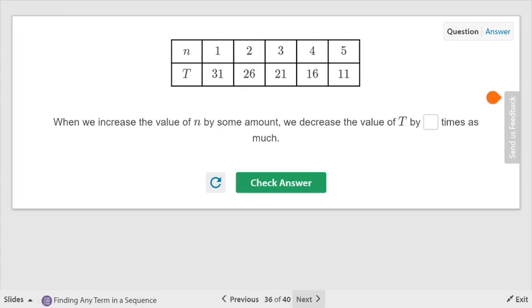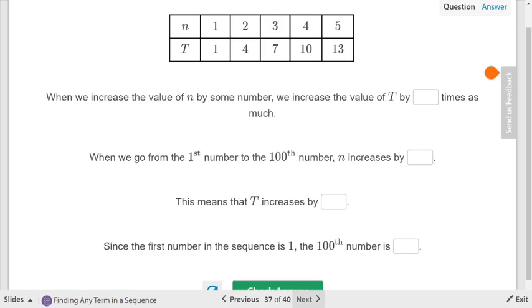Got a pattern for it? No? Yeah? Maybe? Well, t is getting bigger by 3 each time, right? There you go. There you go.